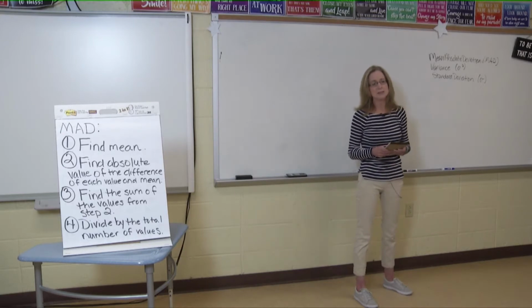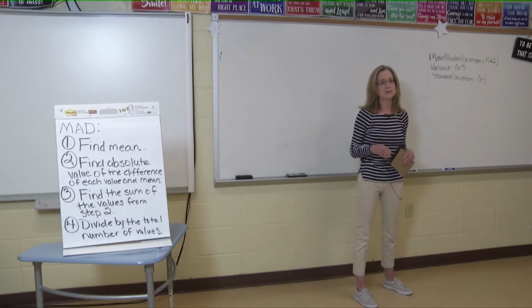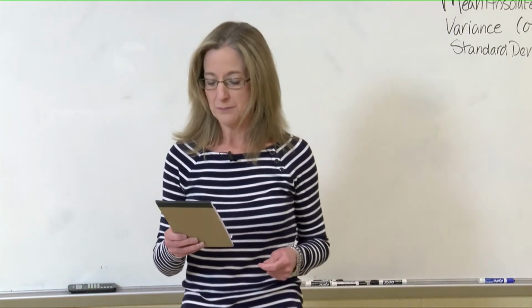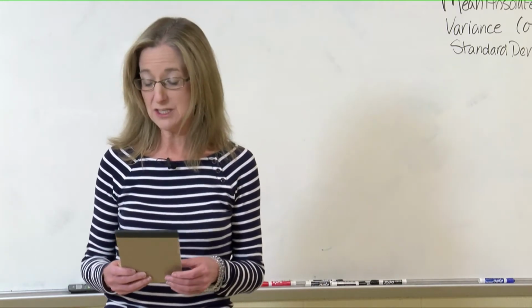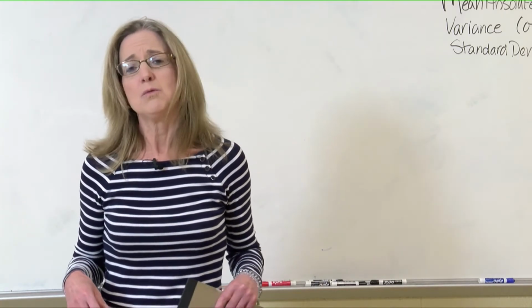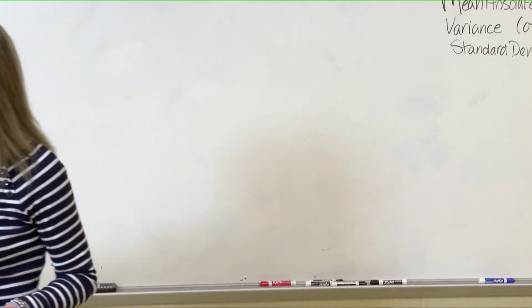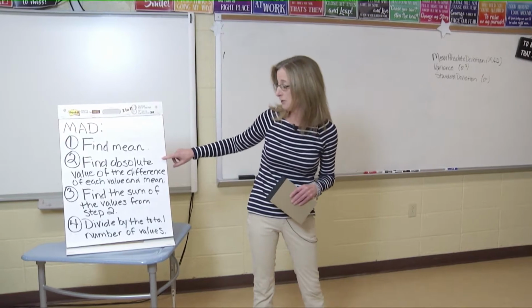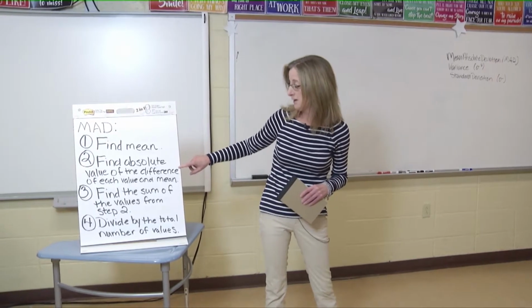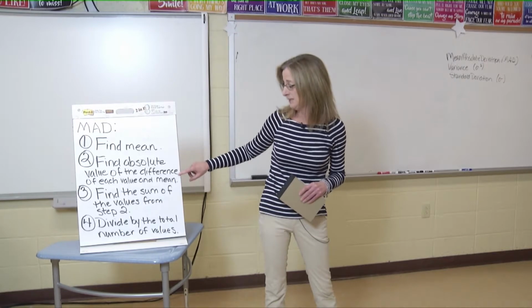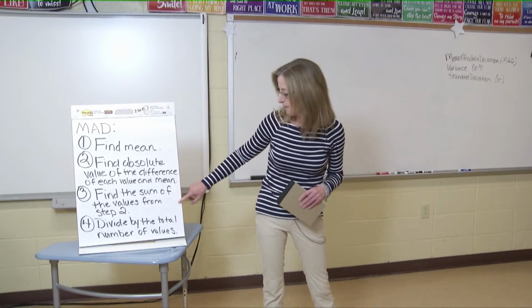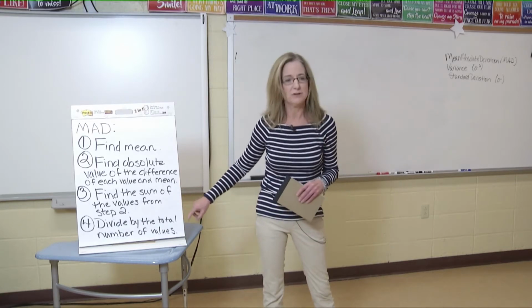Absolute. What does absolute mean? If you remember, absolute means absolute value. That's where you take the number, it's the distance. Absolute value. The average distance between each value and the mean. Well, when you look at it, you have to find the mean, you have to find the absolute value of the difference between each value and the mean, you have to find the sum of the values from step 2, and then you divide by the total number of values.